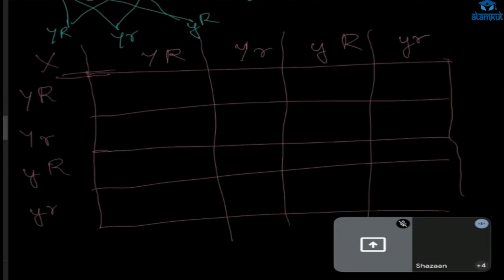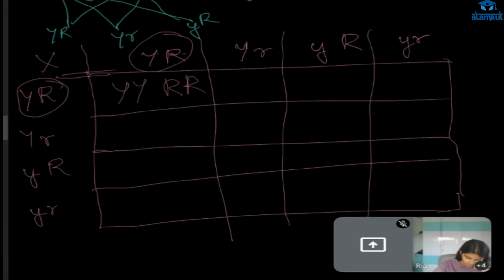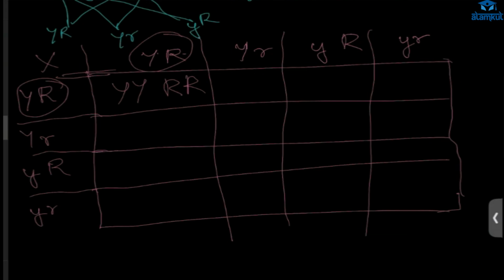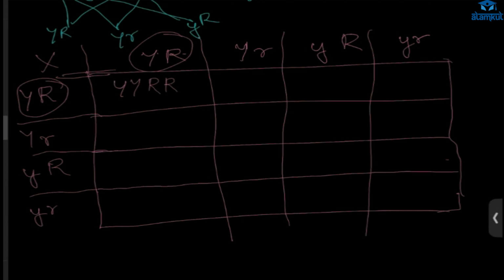Ma'am, can you do one and two? Yes, I'll show one. So from this gamete, what will come first from this gamete? Y and R. From this, Y and R. Okay, ma'am, got it. Rest of the thing, I think you guys will be able to do. Shazan already knows, right, Shazan? Yes, ma'am. I have completed. I'm sending. Ma'am, I'm taking a picture. I have shared.